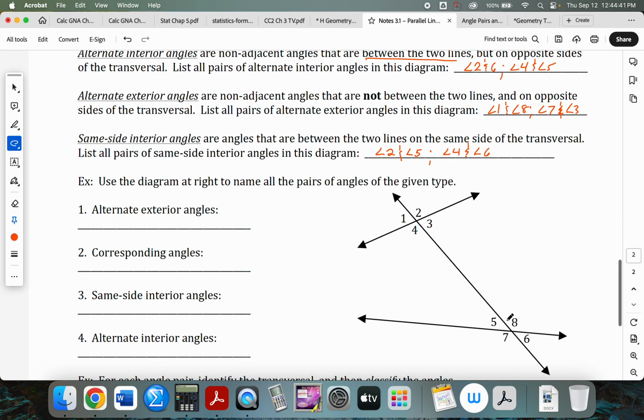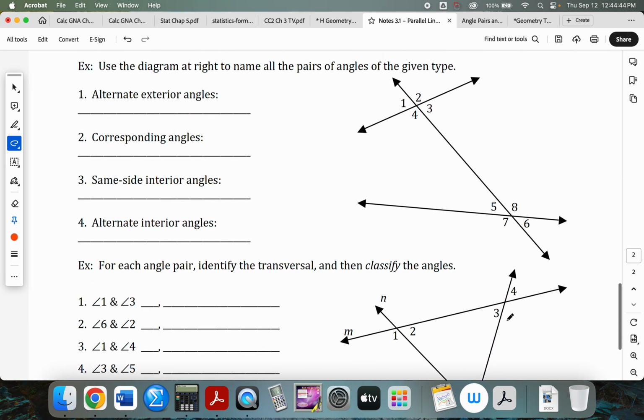Okay, so let's practice a little bit with this. Use the diagram at right to name all pairs of angles of the given type. So we'll start with alternate exterior angles. In this diagram, here's our transversal. We want alternate exterior angles. We want them to be outside of the two lines, and we want them to alternate sides of the transversal from one side to the other.